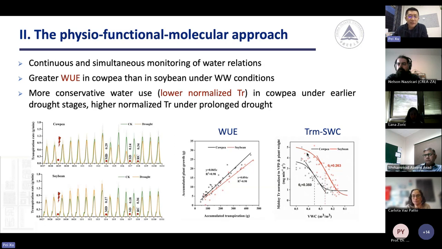But the system allowed us to find something new, which is a higher normalized transpiration under prolonged drought, as shown here. Which means under severe drought, cowpea becomes the more water profligate one. Only by using continuous real-time monitoring can we easily find this interesting phenomenon. Showing here is how we can well control the soil water content for each pot. We collected the plant tissues for molecular analysis based on the soil water content instead of the treatment day. The latter is frequently used in many drought studies, but it is not a precise way in comparison to our approach.